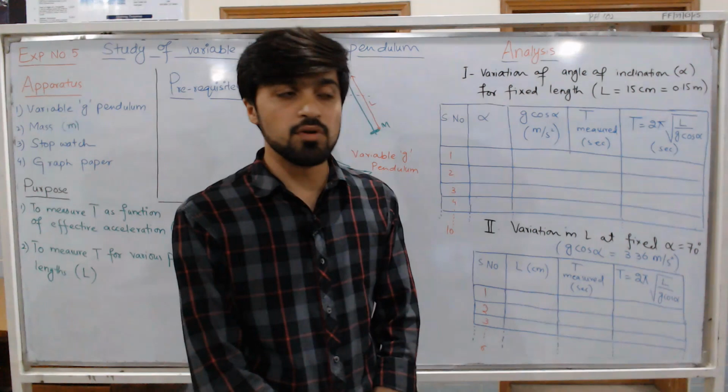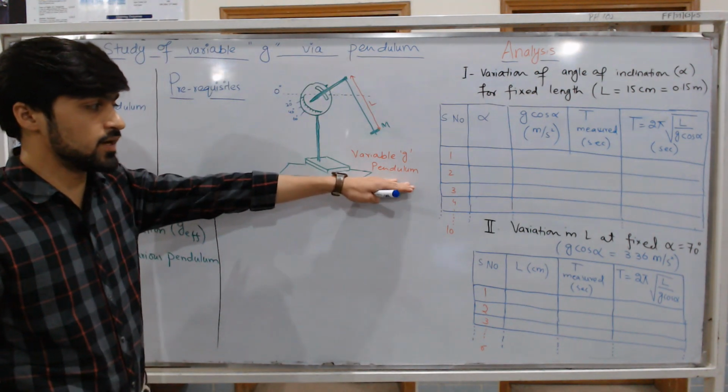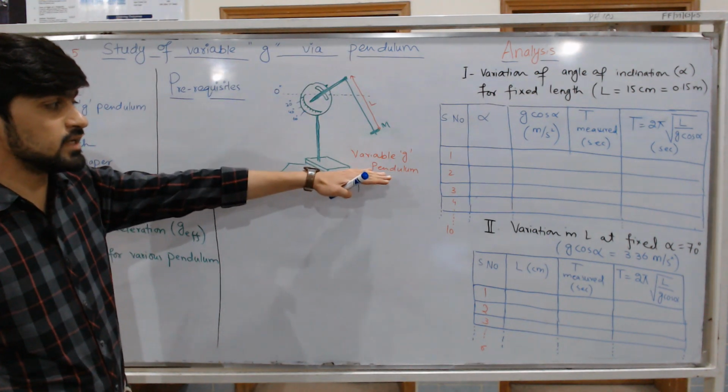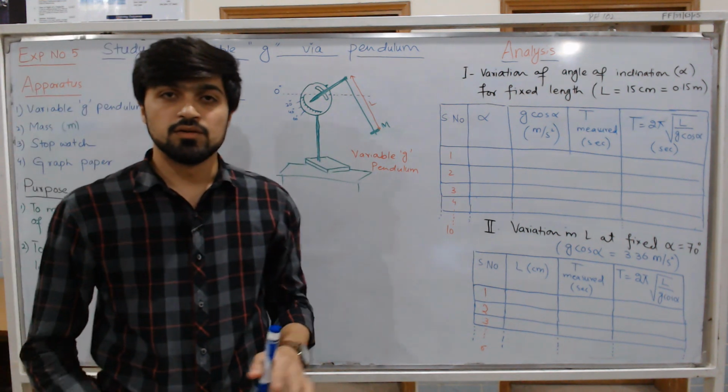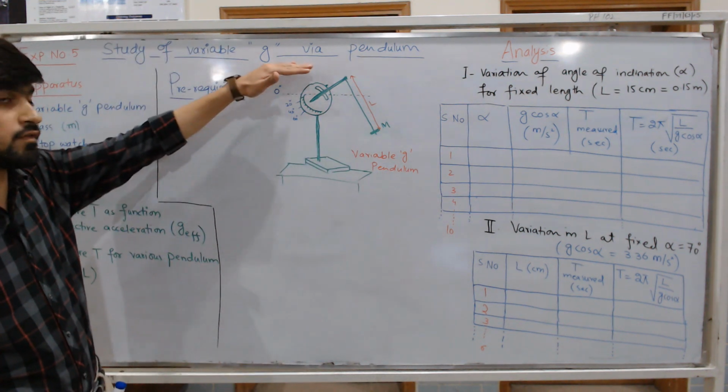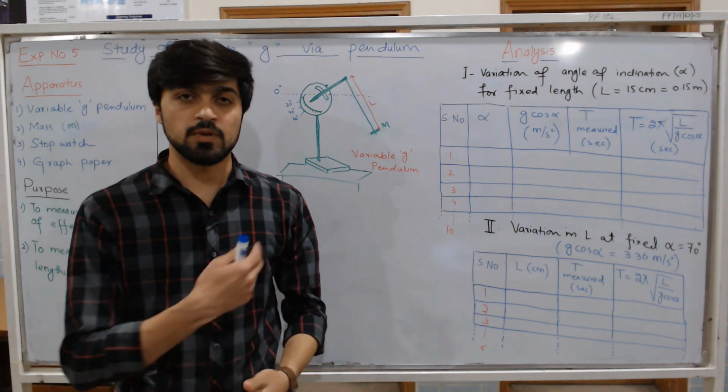we are using the pendulum which is known as the variable g pendulum. So if the pendulum is inclined at some angle, what will be the effect on the value of g, which we will be explaining shortly.